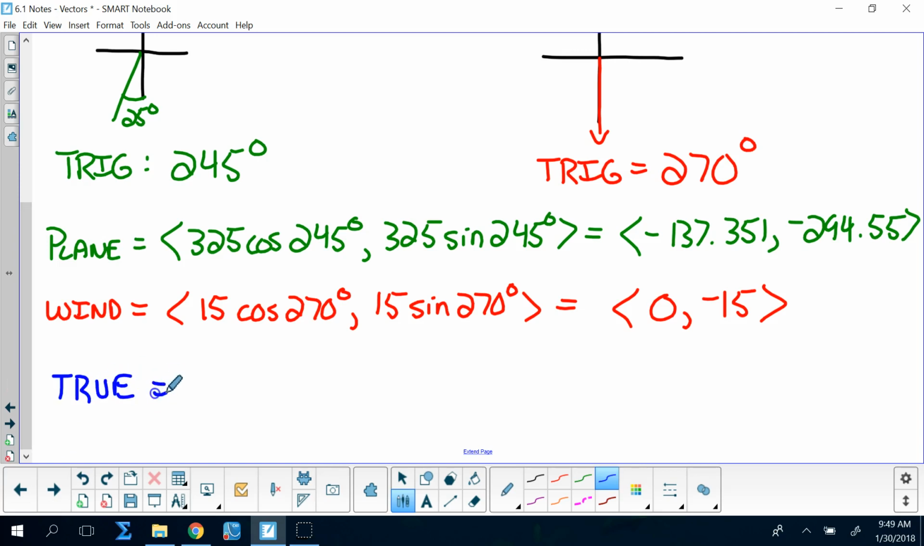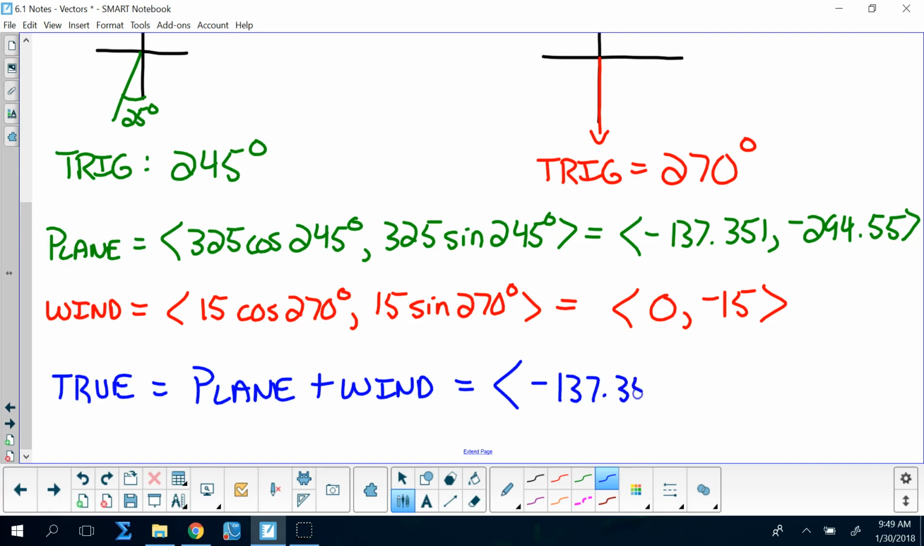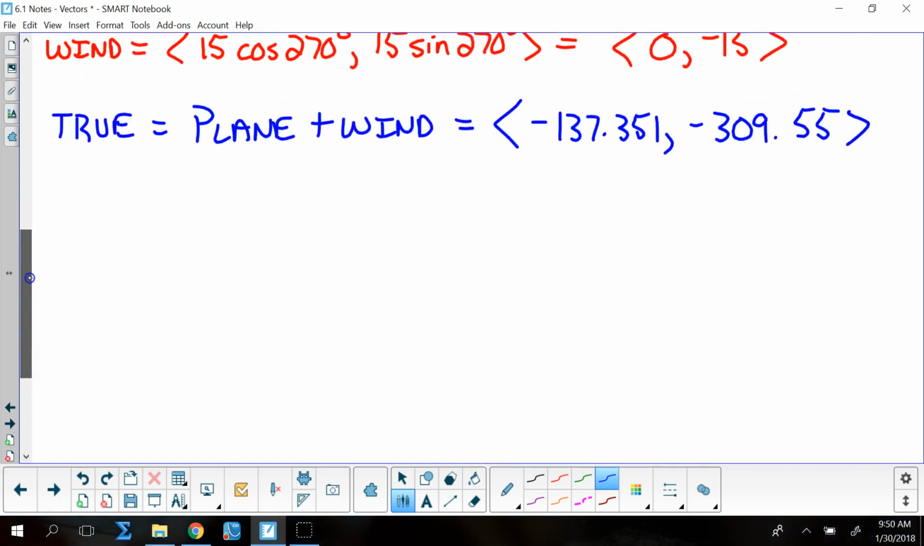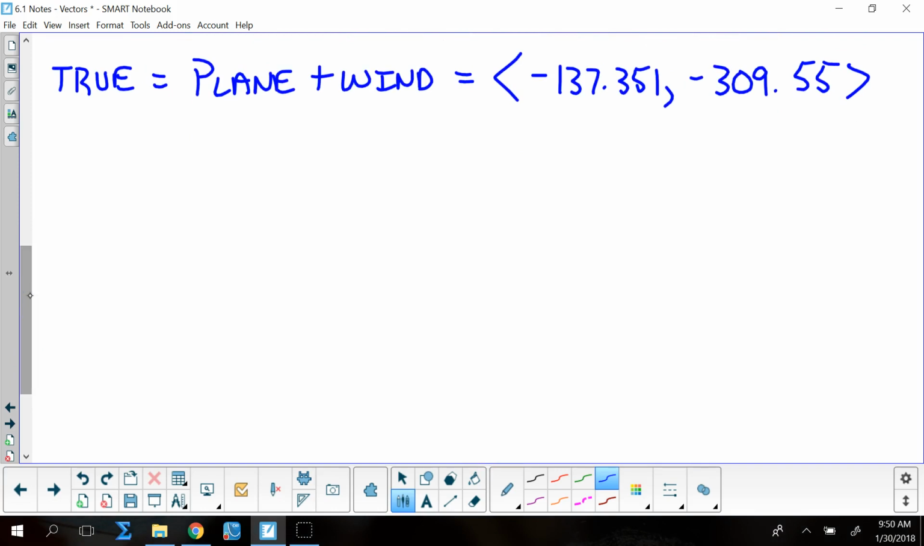So my true, my actual, if you will, is going to be the plane plus the wind. So I'm going to add red and green. And what is that? 309, negative 309.5. So that's what I'm going off of.